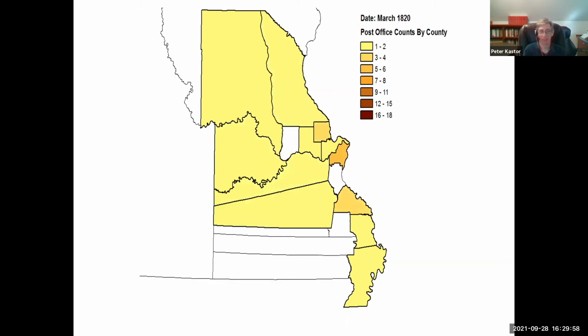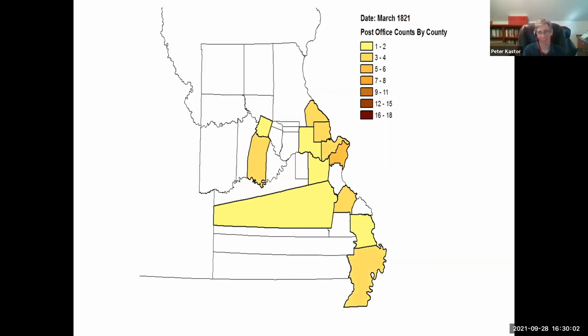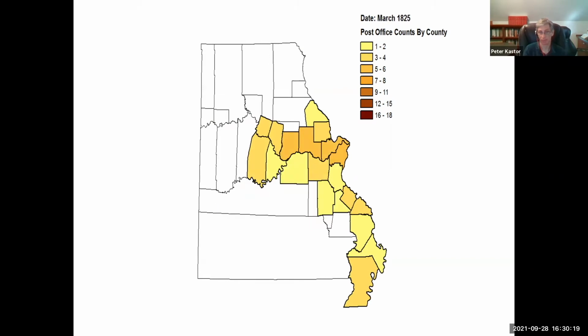It's an interesting little perception test. When does it start to look like Missouri? And you'll notice, as you can see by the color coding, the number of post offices in some counties is starting to grow. There are counties that have none. And this is going to go up to 1833.